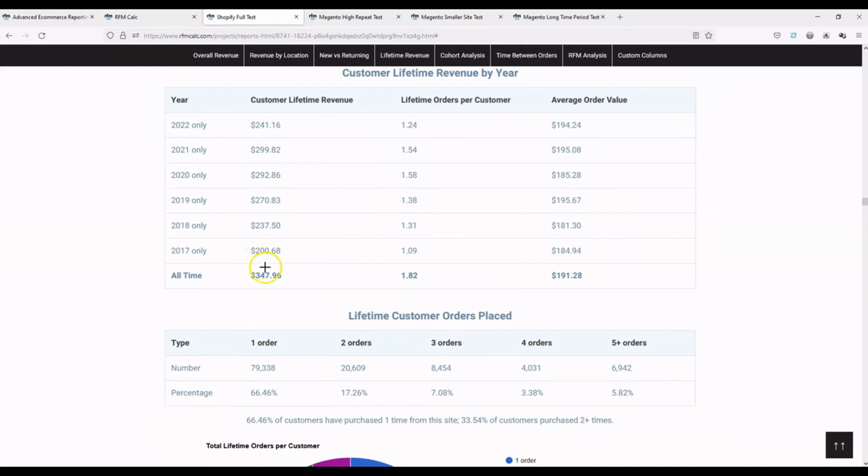But what we do also include, of course, is the overall lifetime revenue. This is for all time, and this is where the data is really, really powerful to actually say, okay, for the entire relationship of a customer with our site, how much are they likely to spend? How many orders are they likely to place? And you can see here, it's almost $350 for this site.